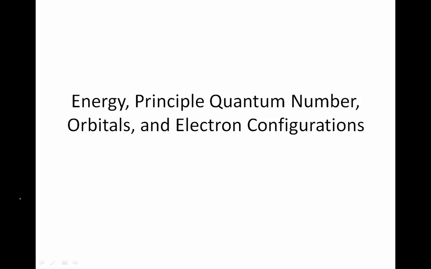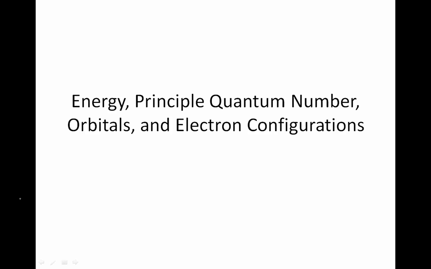Today we're going to be talking about energy, principal quantum number, orbitals, and electron configurations. Basically, you've got to pull up what you remember from the last exam, that of figuring out how many protons, how many neutrons, and especially how many electrons are in any given element on the periodic table based on its position and its atomic number.